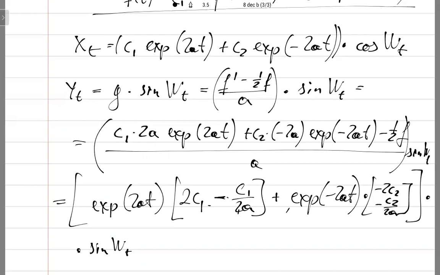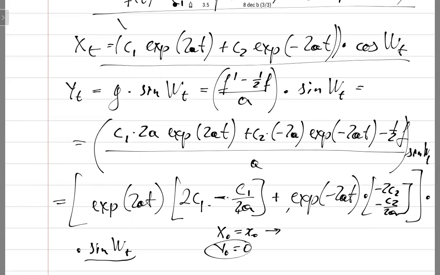We need to recover C1 and C2 if possible from initial conditions. Initial conditions are x0 is x0 and y0 is 0. So sine of W0 is 0. So this condition will give us no new equations. But then one is okay. If I plug 0 in x, I will obtain x0 is C1 plus C2. Okay. So I get only one equation.